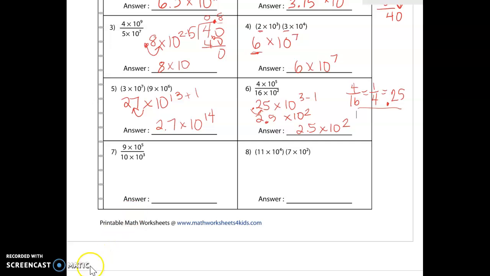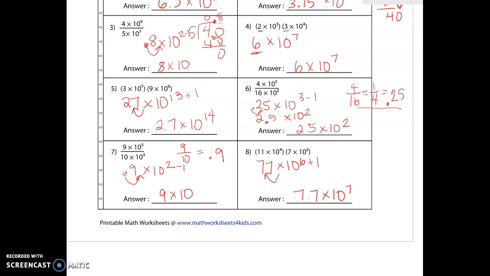Take a moment and complete number 7, and then go ahead and complete number 8. For number 7, I again didn't use long division. I know that 9/10 as a decimal is 0.9. That number is too small, so I had to make my number 0.9 larger by multiplying by 10. I have to take that 10 away. So I have 9 times 10 to the power of 1. If you put the 1 there, that's perfectly fine.